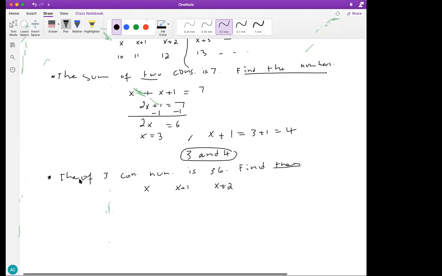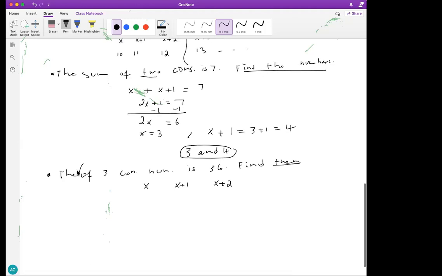So according to the problem, the sum of three consecutive numbers is 36. Find them. We don't know them, and we don't have to guess them. Just label the first one, let it be x. The next one has to be x plus 1, the third one x plus 2. The sum, which means addition, of all these three is 36. So the first one plus the second number plus the third one will be 36.